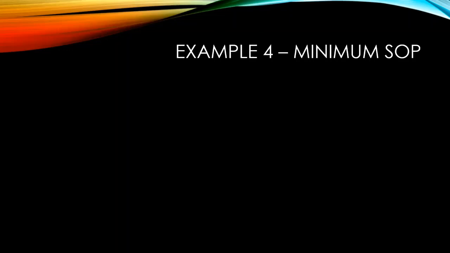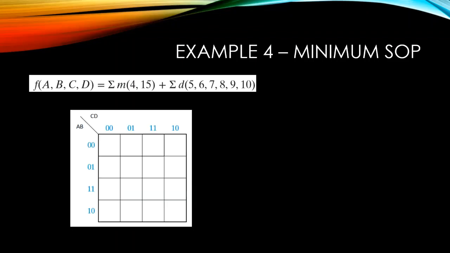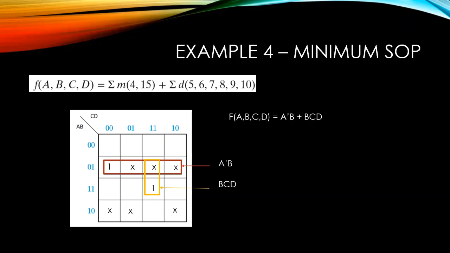Example 4. Again, we get the minimum SOP. So minterm 15, don't cares 5, 6, 7, 8, 9, 10. Number of variables, 4, A, B, C, D. So 4 by 4, with 15 and don't cares 5, 6, 7, 8, 9, 10. And instead of a group of 1, we're going to have a group of 4 and a group of 2. The rest will not be used. So this will be A not B, and this will be B, C, D. OR these two, and that will be our simplified SOP. Okay?